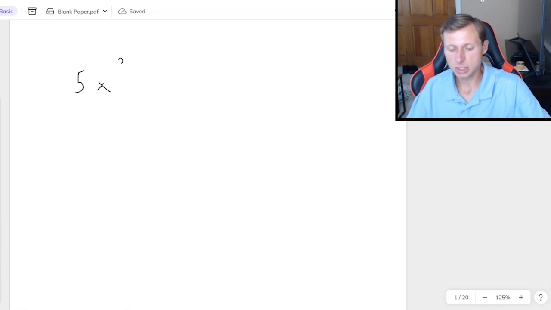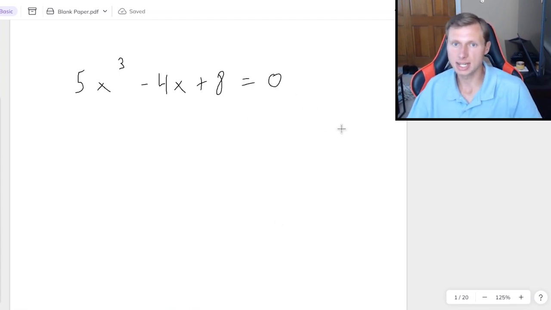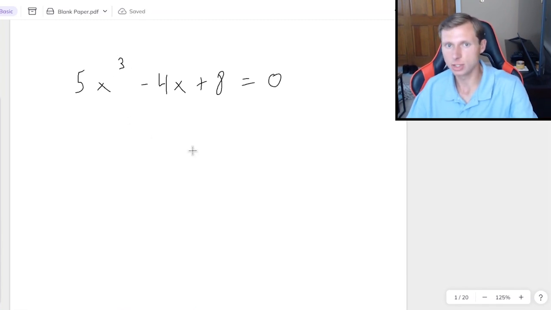I have some function, 5x cubed minus 4x plus 8, let's say, and I want to find the solutions for this function by setting it equal to 0 and solving. Now, obviously, we can't factor this. Maybe you think we can use quadratic formula, but you'd be wrong because this is x cubed, not x squared, so we can't do quadratic formula. So then we're stuck. Well, this is when the rational root theorem kicks into full gear, and here's what we do.